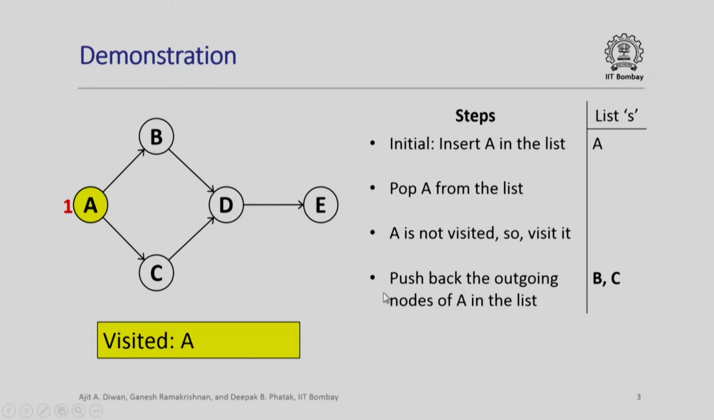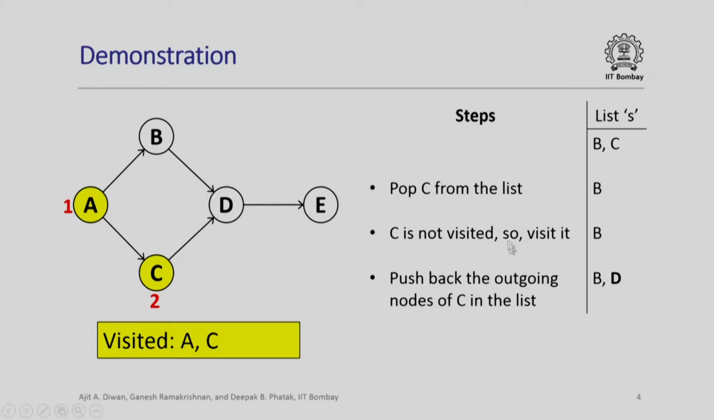Let us demonstrate this process by again re-looking at the graph which has these 5 nodes. The steps are: initially we start with A, which is the first node. We insert A in the list. So, list S contain A. Now, we pop A from the list. Since A is not visited, we visit it. We find that outgoing edges from A are to B and C. So, we will push back the outgoing nodes in the list.